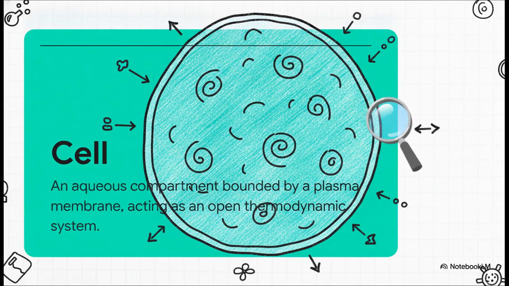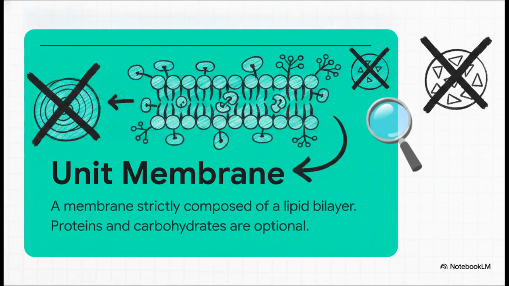Notice we didn't mention a nucleus, or DNA, or mitochondria, or any of those organelles. This right here is the absolute bedrock definition of a cell. Now, there is a very strict rule regarding that boundary. We hear the term unit membrane thrown around a lot, but you can't just call any biological wall a unit membrane. To qualify, it absolutely must be composed of a lipid bilayer. Carbohydrates? Totally optional. Proteins? Optional too. But a boundary made purely of protein or just cholesterol simply does not qualify as a unit membrane.